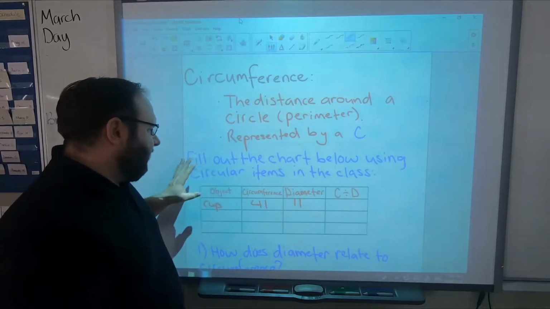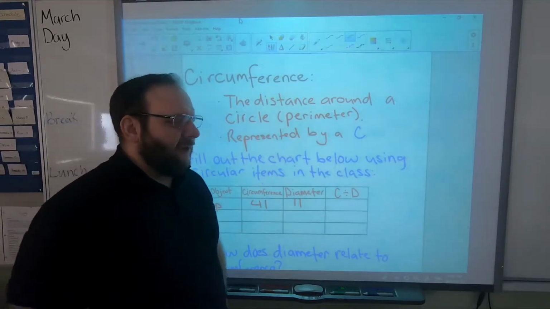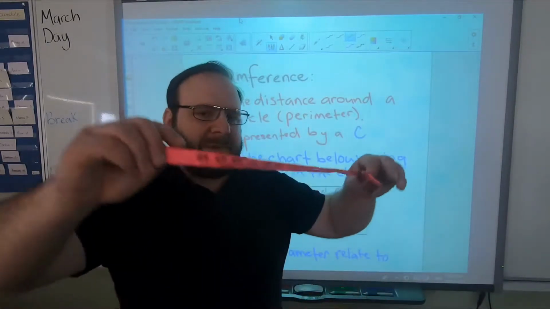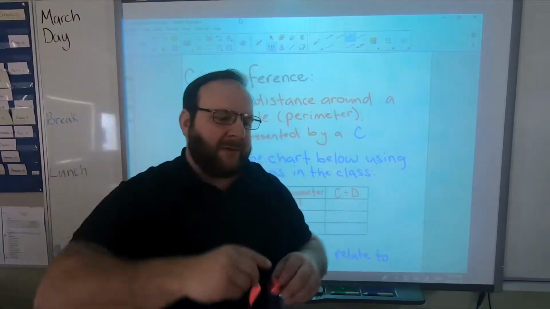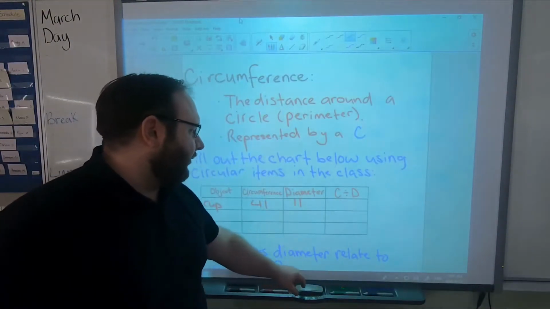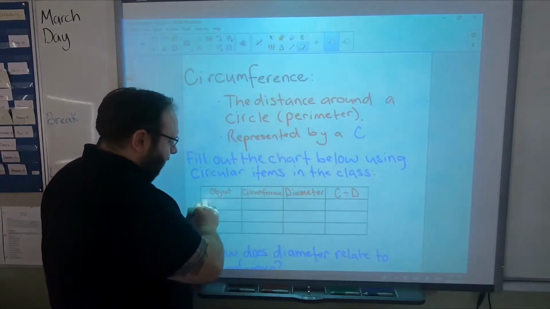The students today did this little chart. You could do this at home. In order for you to do it, though, you'll need a tape measure like this, and a calculator. So what they did is they went around the school, and they found different circles. And then they measured the circle. So we're going to put a few of their answers in here today.